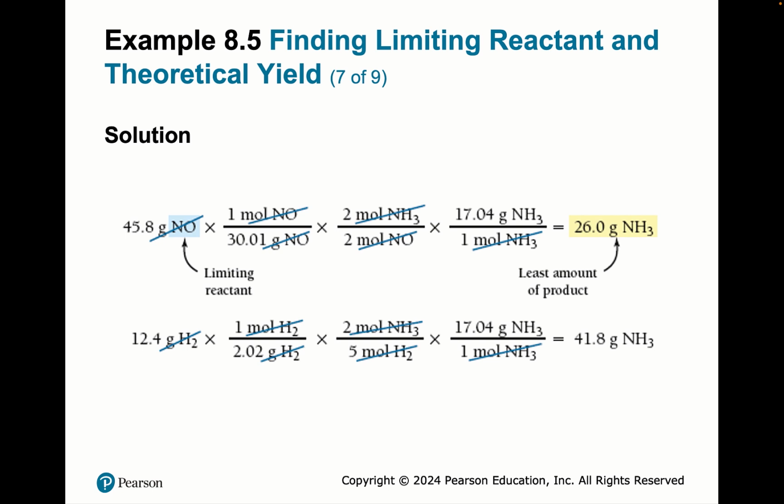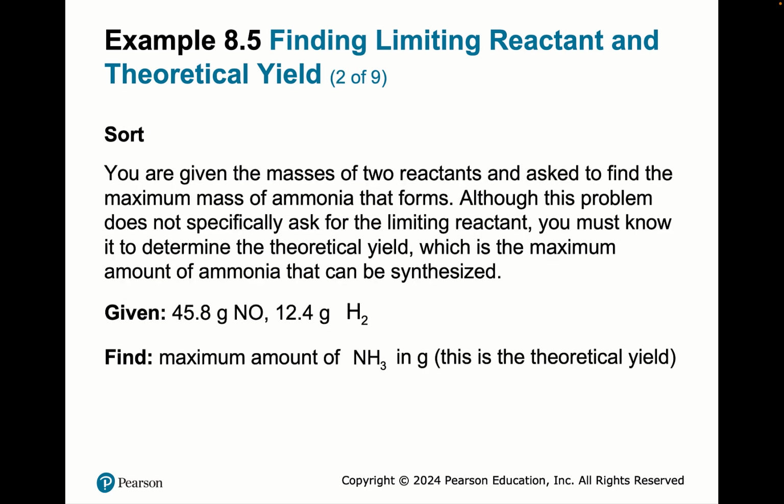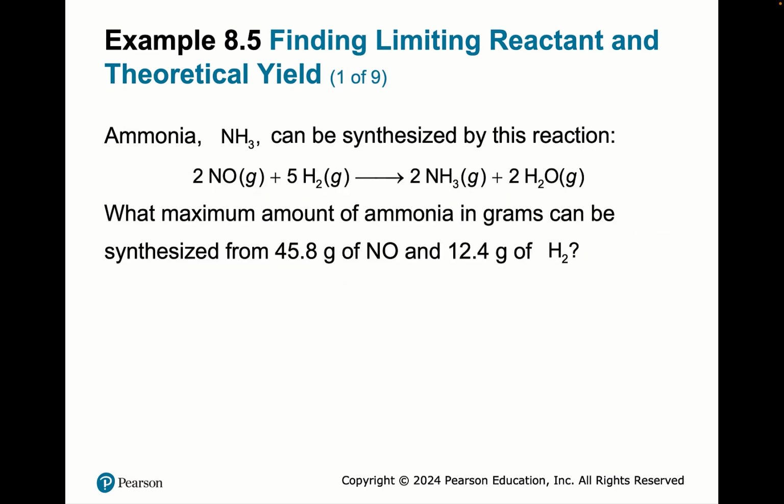And when it reacts, reacting all the way, starting with the 45.8 grams of nitrogen monoxide, reacting on down, you get 26 grams of ammonia using the nitrogen monoxide, and then with the hydrogen, you get 41.8 grams. So I'm going to back up a little bit. Remember there, about 42 grams, and then let's look at the equation at the start.